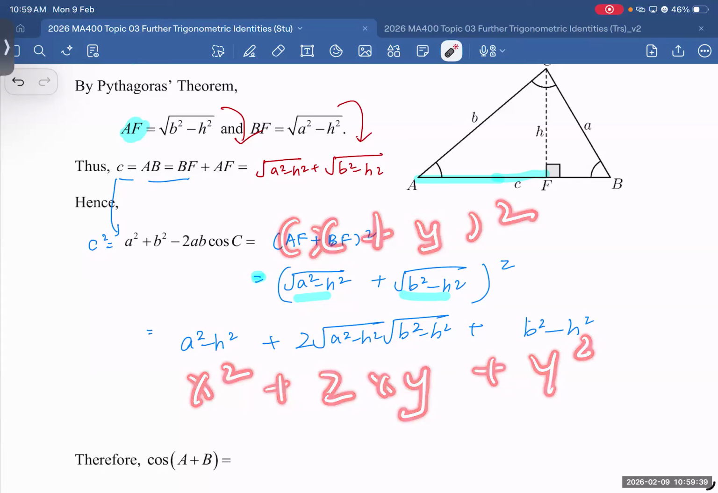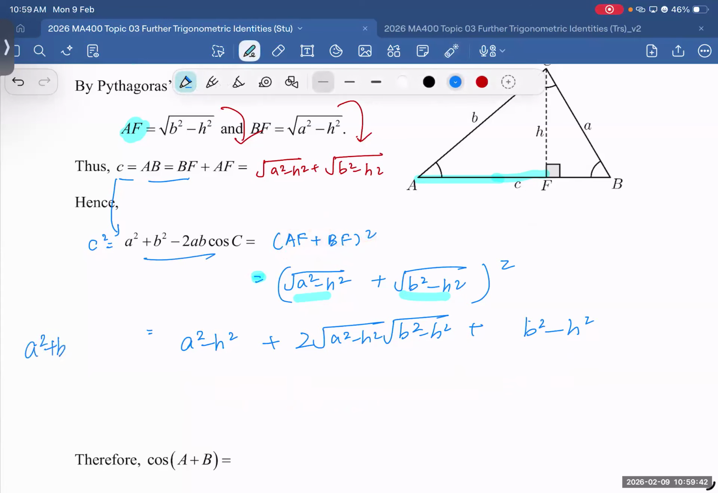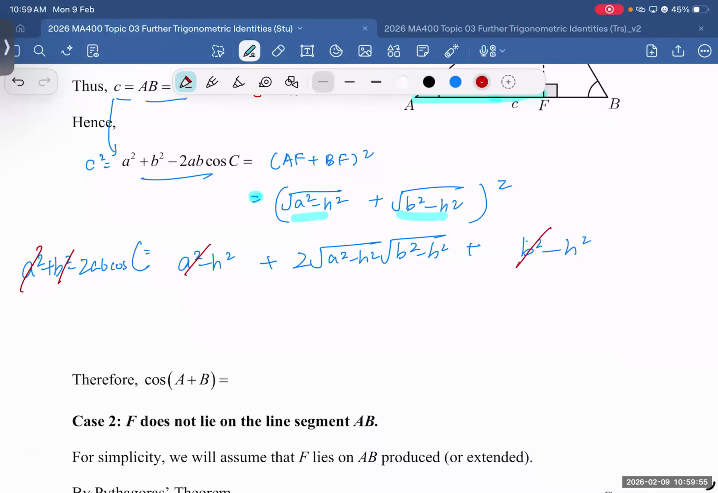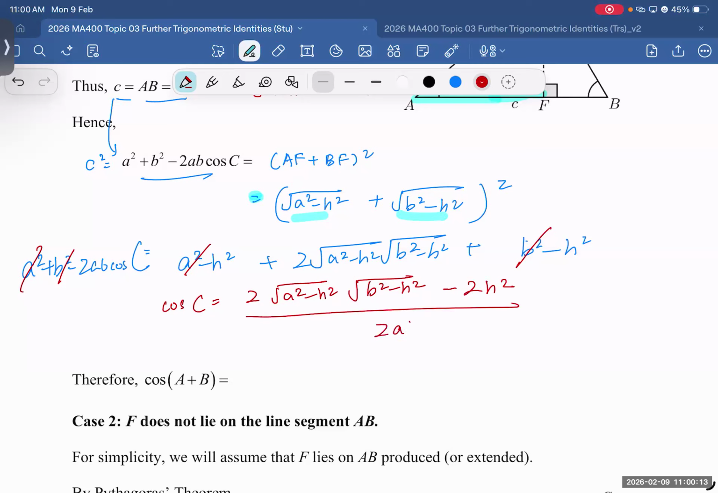Remember, this is A squared plus B squared minus 2AB cos C. So what am I going to do now? I'm going to delete A squared from both sides. I'm going to delete B squared from both sides. Cosine C is going to be 2 times the square root of A squared minus H squared times the square root of B squared minus H squared, minus 2H squared, divided by 2AB. I'm dividing this over as well.